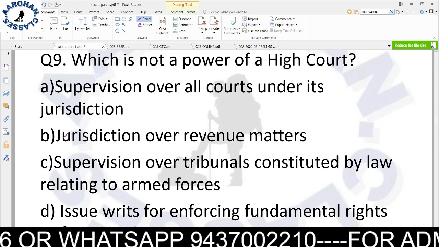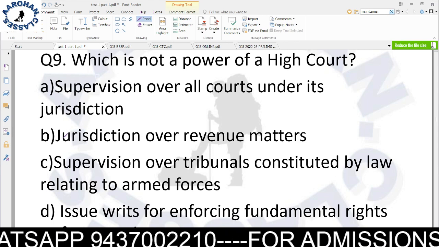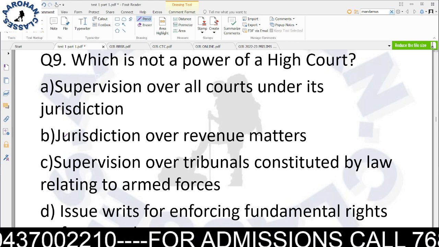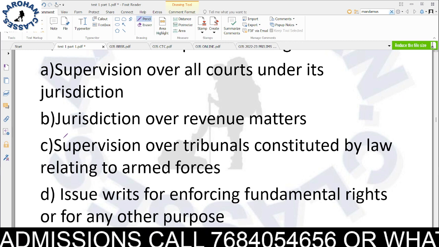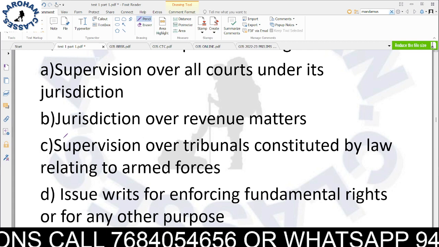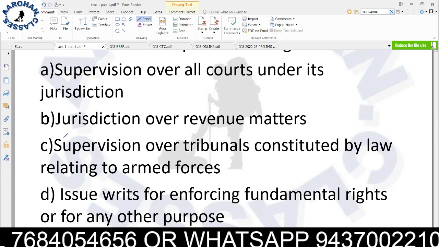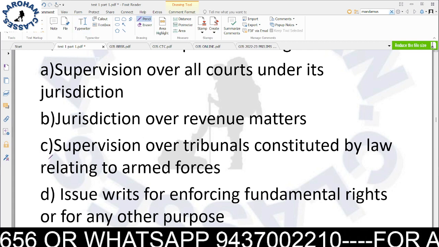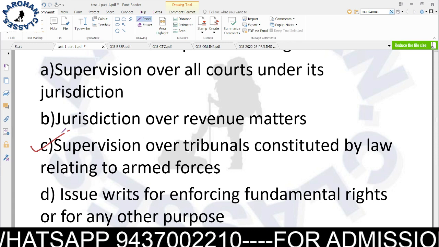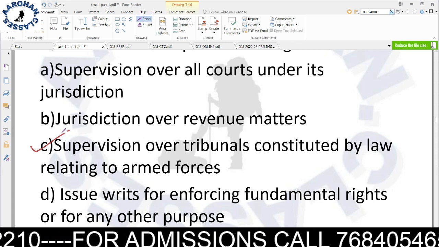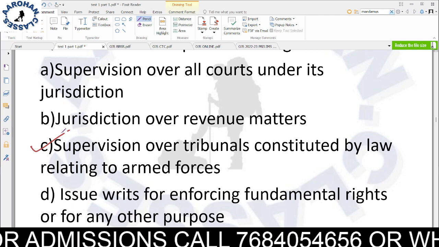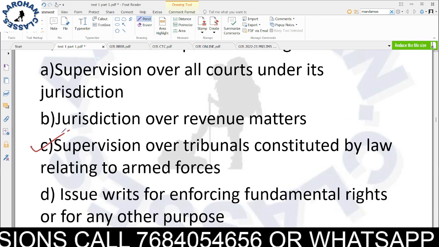Now come to question 9. Which is not a power of High Court? So the answer here is C. Okay, you can pause and you can go through the options. That is supervision of tribunals constituted by law relating to armed forces. Okay, so supervision is not a power of the High Court.